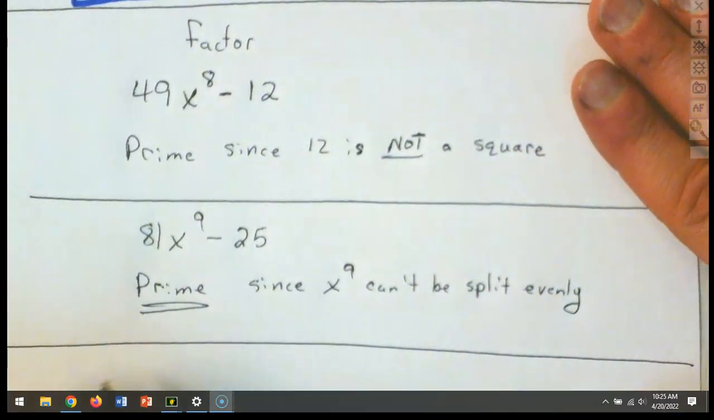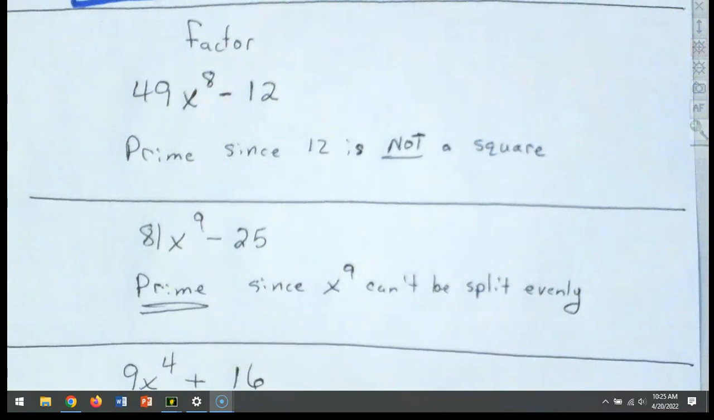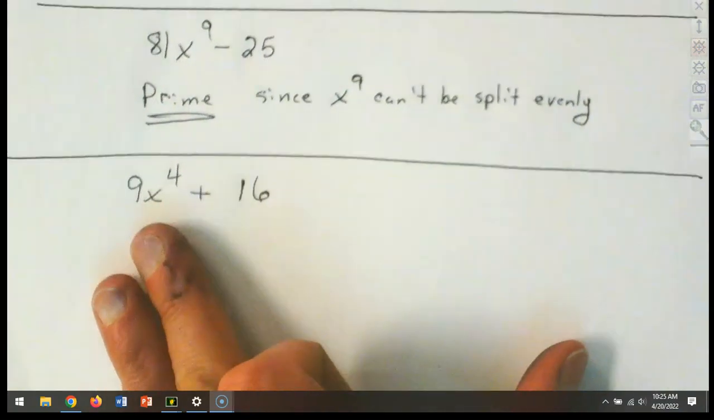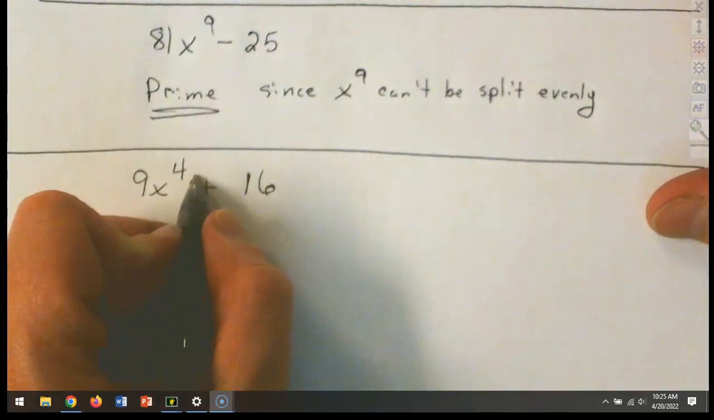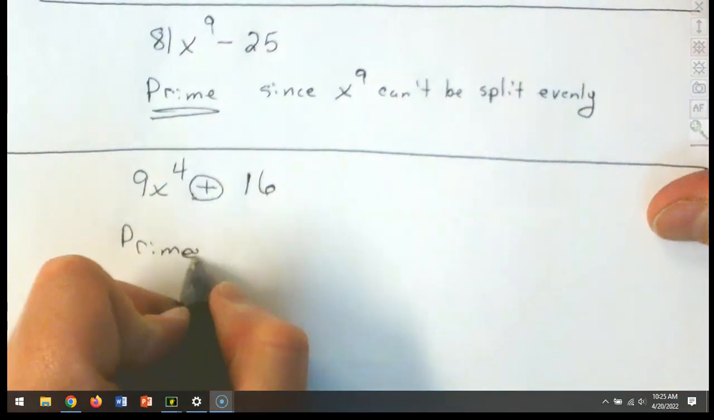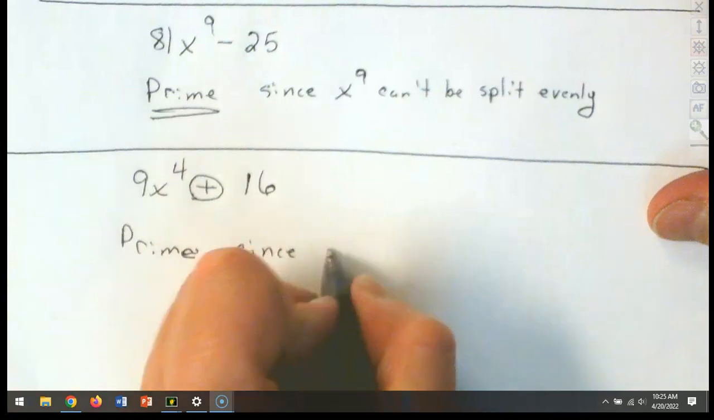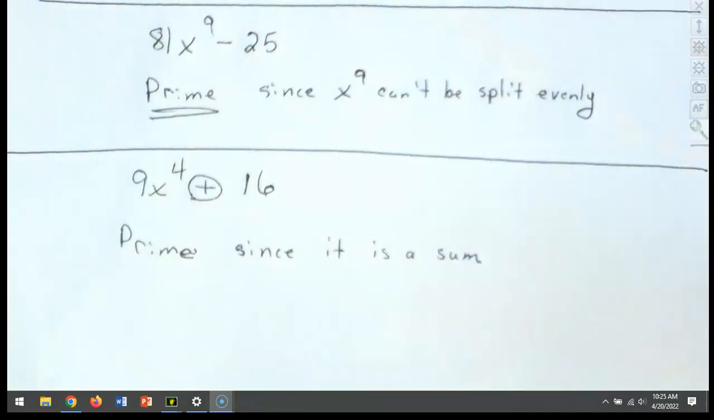Then we have this one. This one is also prime. And why is this one prime here? Well, when we factor these squares, what are we looking at? We are looking for a difference of squares. This is a sum, right? And this is prime since it is a sum. Okay, so it's prime since it's a sum.